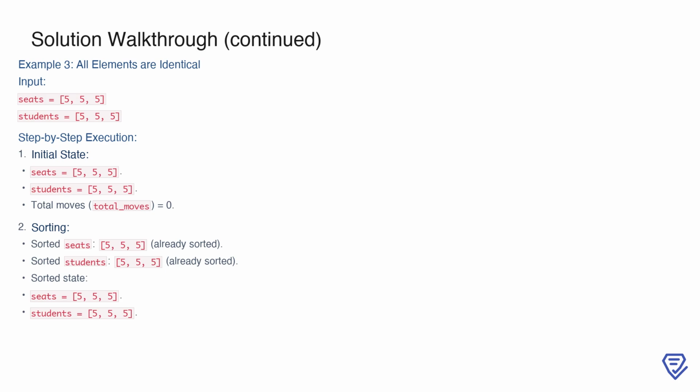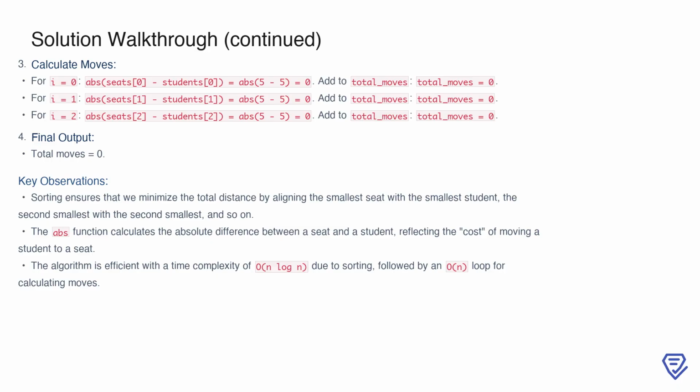Similarly, for the third pair, seats[2] equals 5 and students[2] equals 5, the difference is abs(5 - 5) equals 0. The total moves, therefore, remain 0. The result for this example is also 0. Now, let's summarize some key observations from these examples. From these examples, we can make a few important observations.